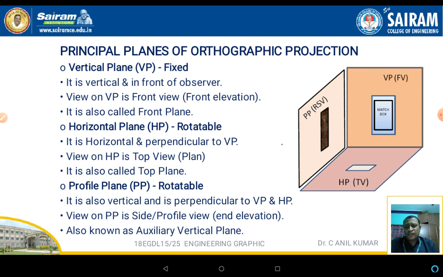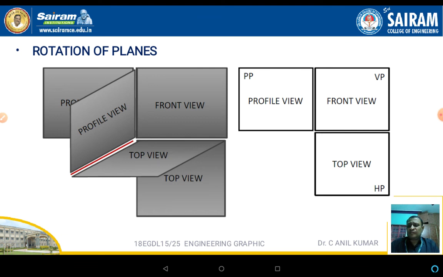The profile plane, which is also rotatable, is perpendicular to the vertical as well as the horizontal plane. The view on the PP is the side view or the profile view. Which side it is lying on is also most important. In general, it is also called the profile plane. It's also known as the auxiliary vertical plane.